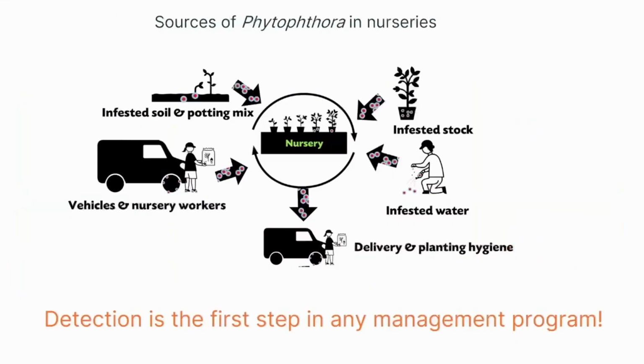All right, so where does Phytophthora come from in our nurseries? So there's multiple sources. So it can be infested soil and potting mix, vehicles, nursery workers, infested stock's a big one. But what we're finding is infested irrigation water is a huge one. So if you're irrigating from dam water that's not treated, you're going to be pretty much dosing your plants with Phytophthora every day. And then once it gets into that nursery environment, the conditions in there amplify it. And I mentioned earlier, it is microscopic and there can be no above ground symptoms. So really the only way to know if you have Phytophthora and where it's coming from is to test. So that's the first step in any management program.